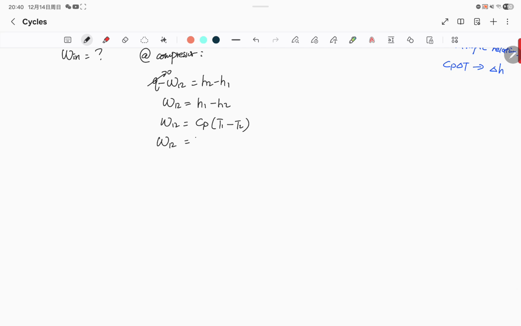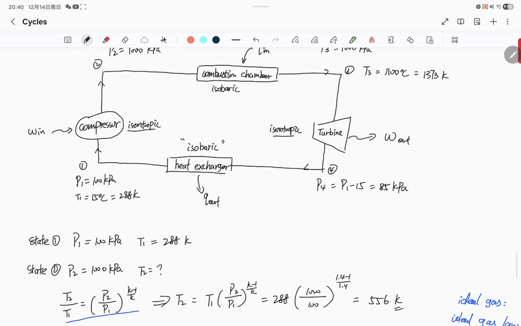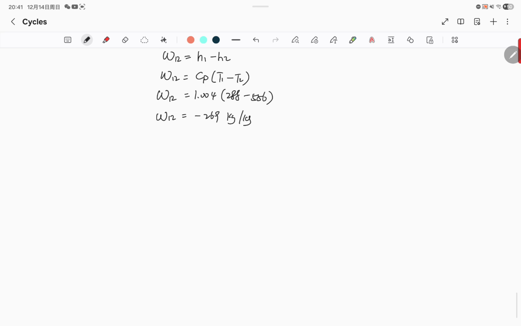So work 12, plug in values. Cp for air is 1.004. Temperature difference. As you can see, we got a negative value for work 12, which is normal because we are supplying work to the compressor. The compressor doesn't do work, it needs work, so that's why work 12 is negative.